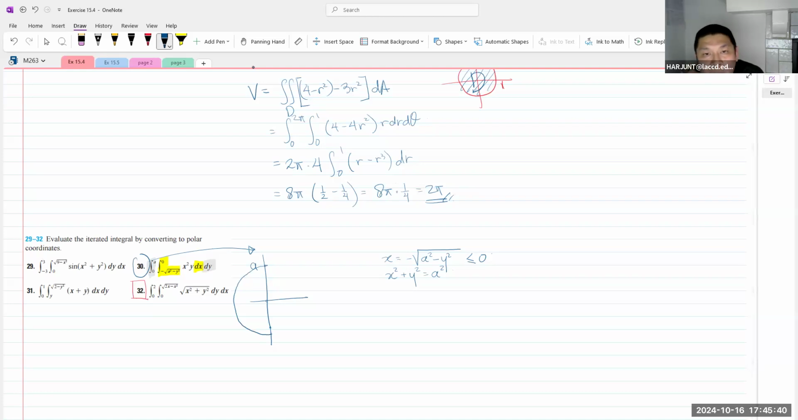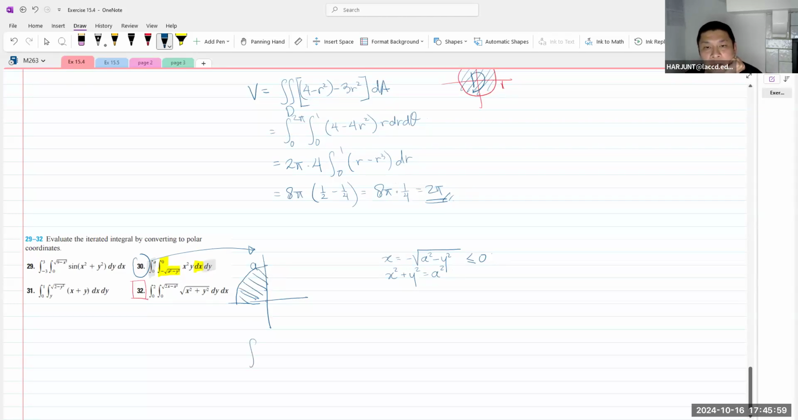Oh, hold on. The y is from 0 to a. So it's just y from 0 to a, and x is from negative up to 0. So only this part here. Only that part. Oh, then it's easy then.